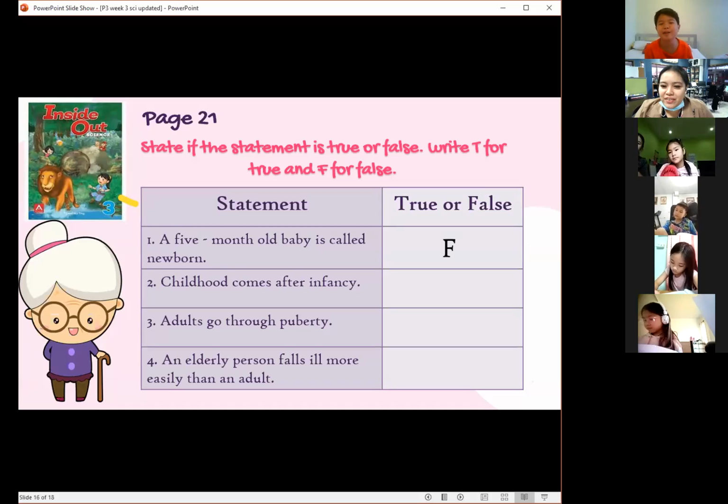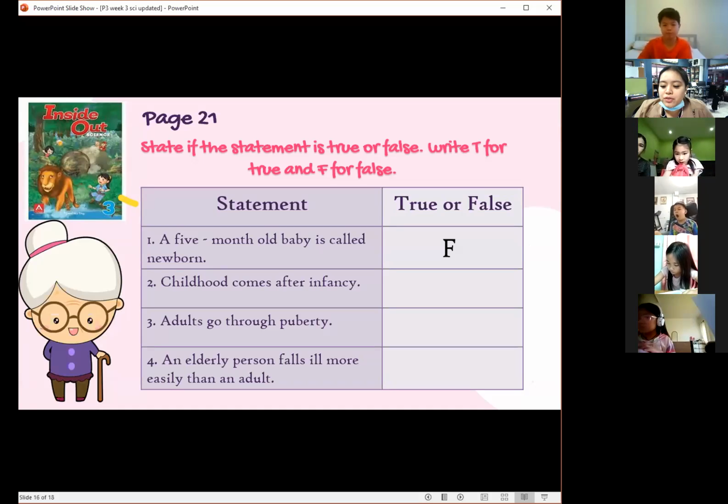This is, yes, 5 months. Very good. Okay. From birth to 2 months, we call them newborn. When they exceed 2 months, they are not newborn anymore. That's why F or false is the answer. Finish? Yes. Number one? Finish. Okay, for number two, let's finish.